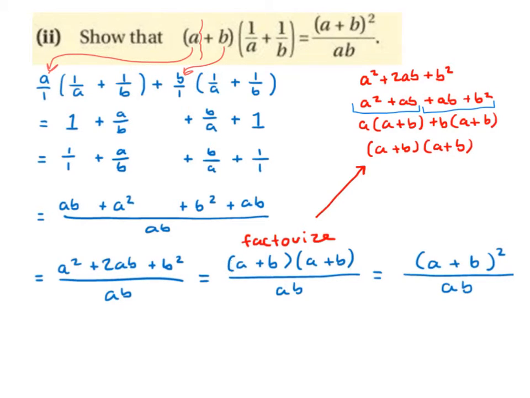So we end up getting A plus B times A plus B all over AB, which gives us A plus B squared all over AB, which is what we wanted.